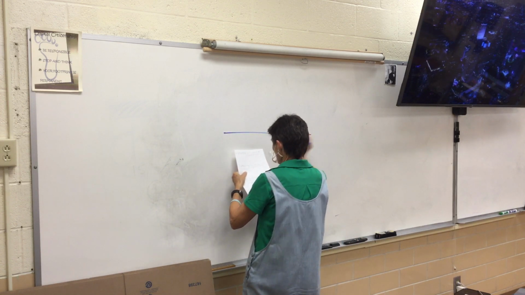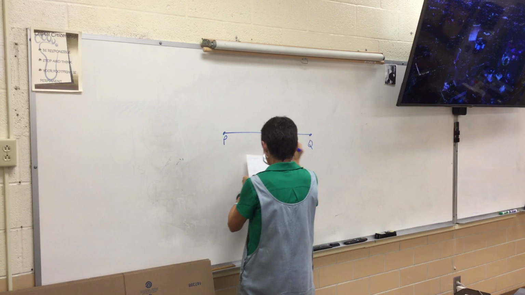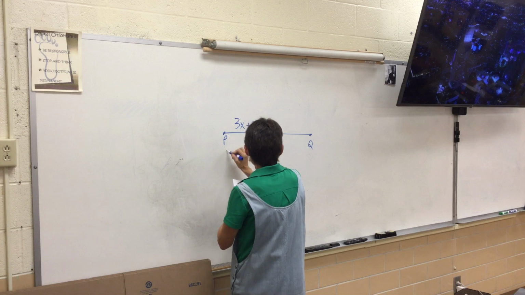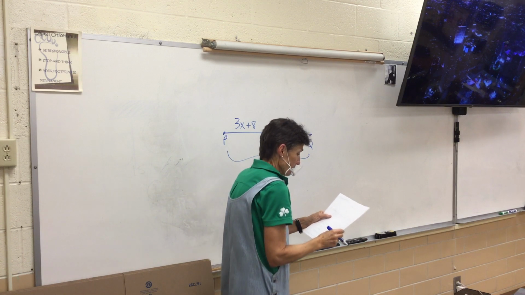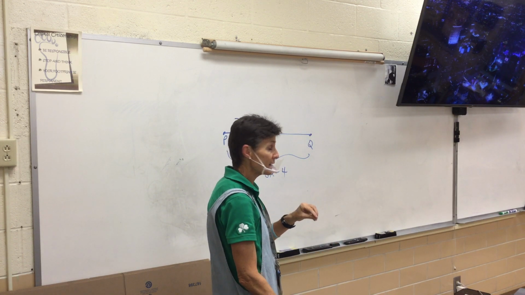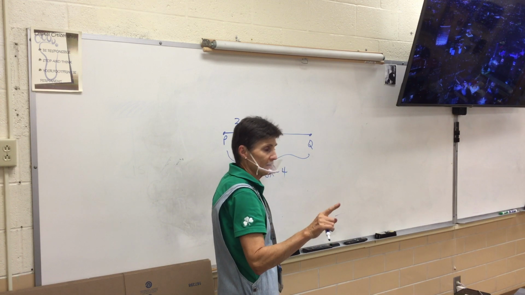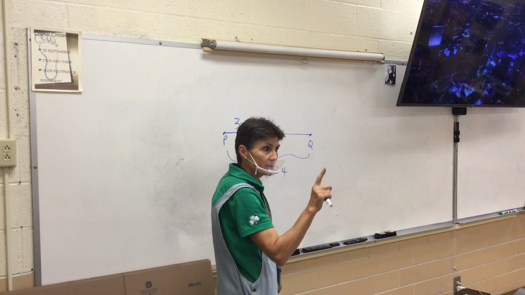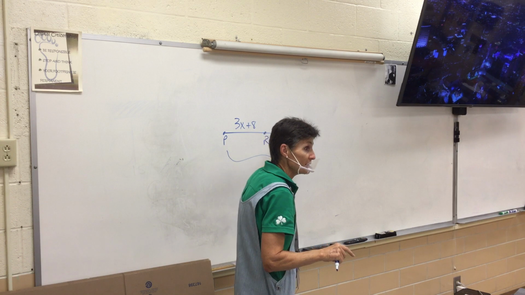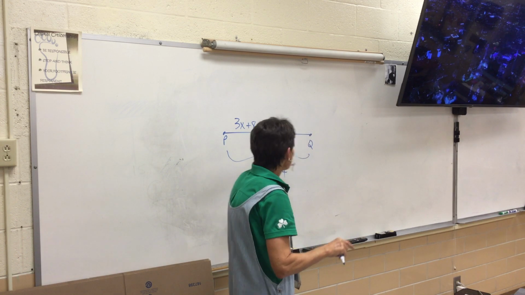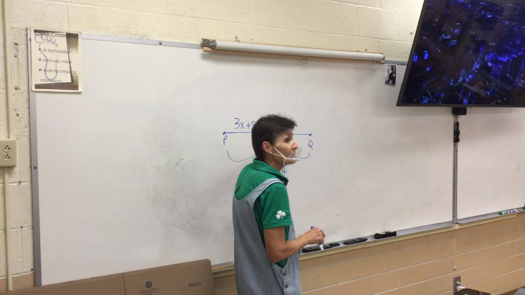All right, so the next one, we've got P, R, and Q. We know this is 3x plus 8, and we know the whole shebang is 8x minus 4. Now, they tell me that this is the midpoint. So what did you just say that meant? If that's the midpoint, it's in the middle, which means these two pieces are equal. So if this one is 3x plus 8, then what's this one? 3x plus 8.